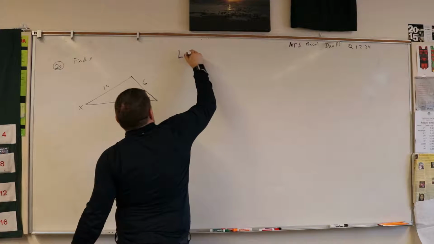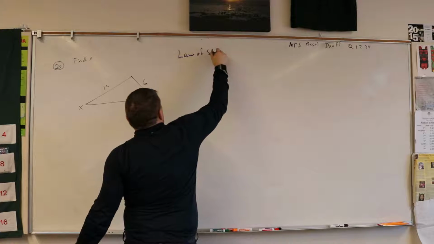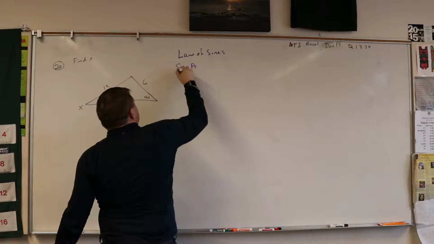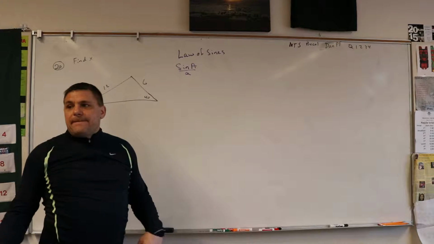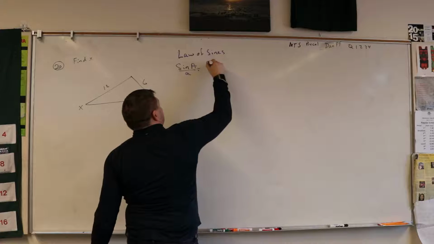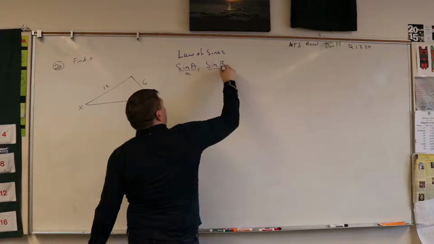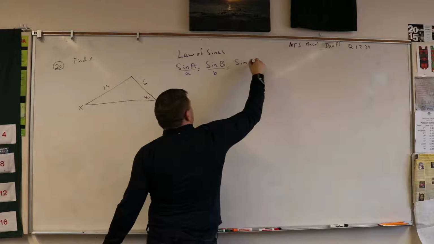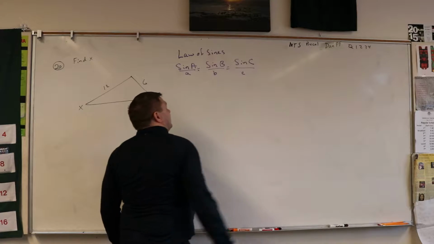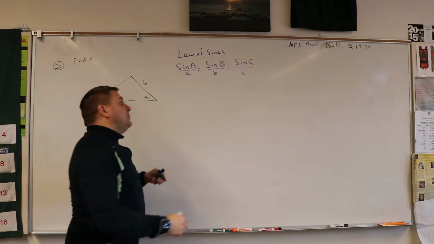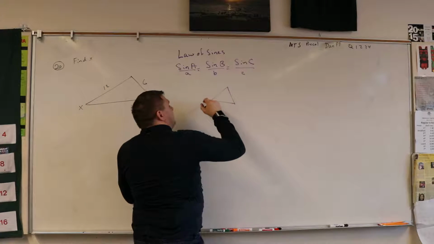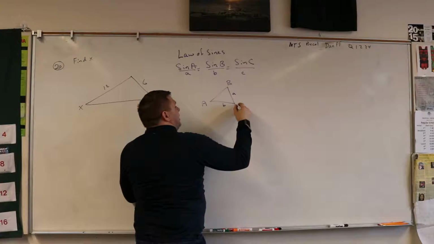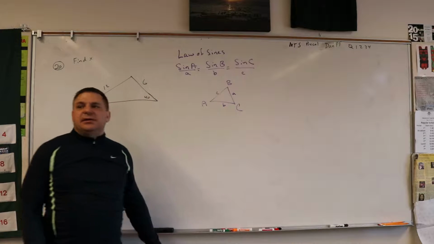And the law of sines tells us this. The sine of A over the leg of A is equal to the sine of B over the leg of B, which is equal to the sine of C over the leg of C, which is pretty simple. If you have any triangle and you have angle A, this would be A. Angle B, this would be B. Angle C, and this would be C. That's it.